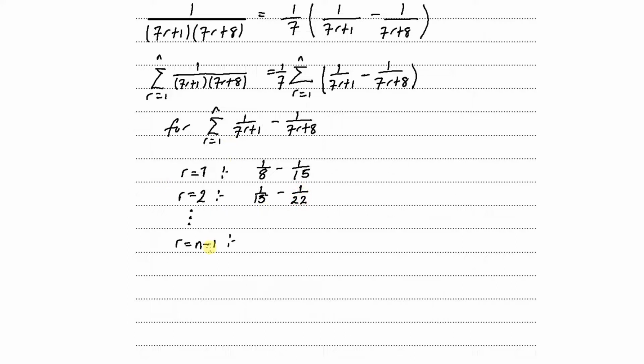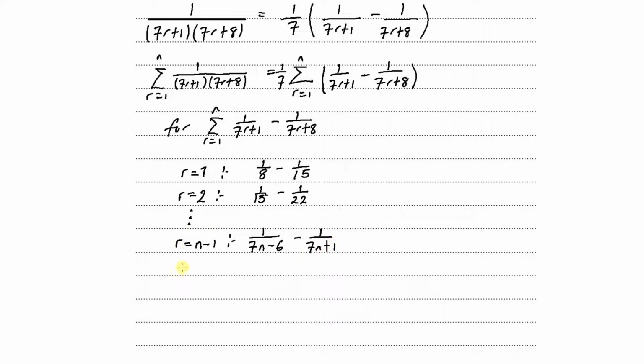And for the second from last term, where r will be equal to n minus 1. Now when r is equal to n minus 1, this means that 7r plus 1 will be 7 of n minus 1 plus 1, which is 7n minus 7, plus 1, which is 7n minus 6. So when r is equal to n minus 1, this will be 1 over 7n minus 6, and that's minus 1 over 7n plus 1.